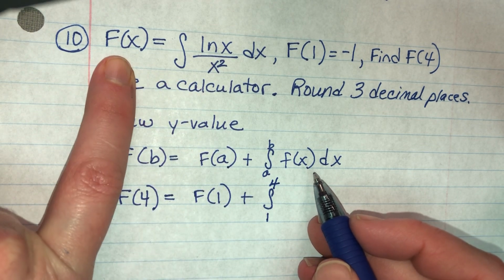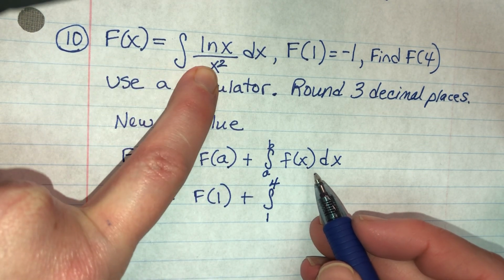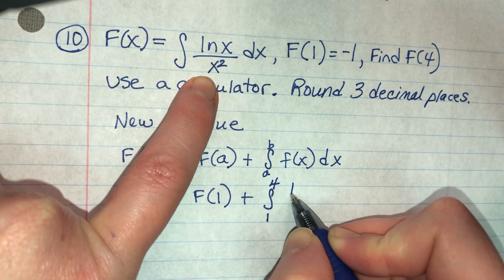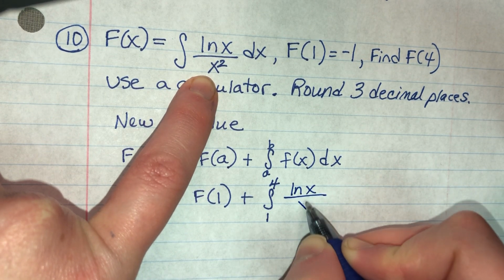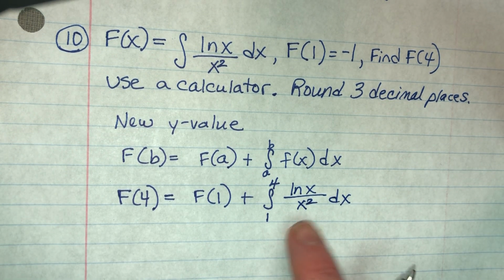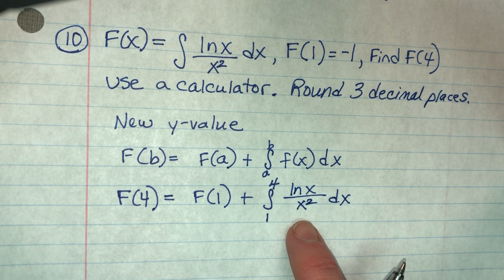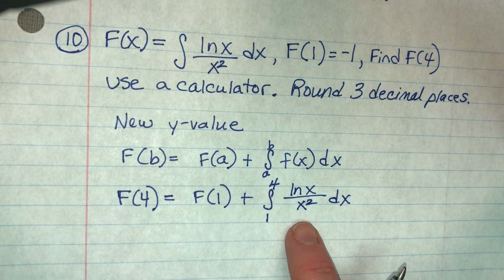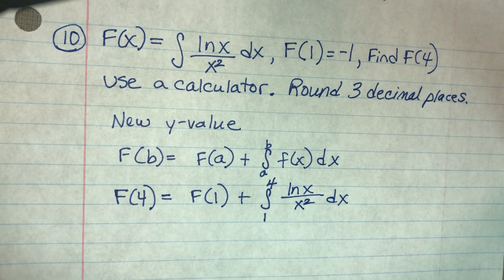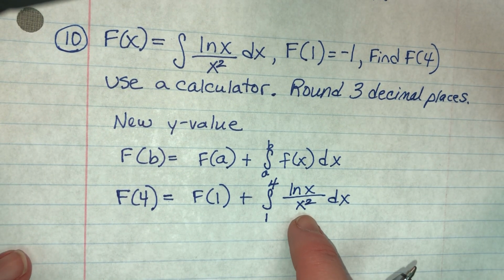And then capital F of x is the integral of this f of x function, natural log of x over x squared dx. Now this has to be a problem with the calculator because I haven't taught you how to integrate this by hand, so don't try to do it by hand. And on the AP exam, they may give you one that you don't know how to do by hand either. So you've got to watch out for that.